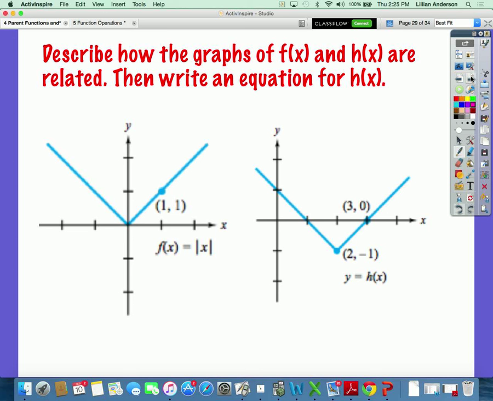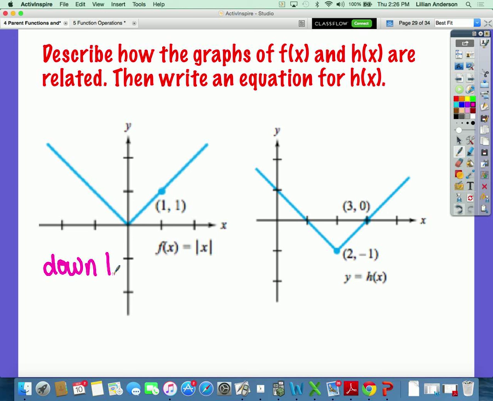Here's the parent on the left, the new graph, h of x, on the right. Clearly something happened. One person raise your hand and give me one transformation that happened to this parent function right here. It went down. How many units? One or two. It went down 1, because the scale is by ones. Raise your hand. I'm not doing the shout out thing.